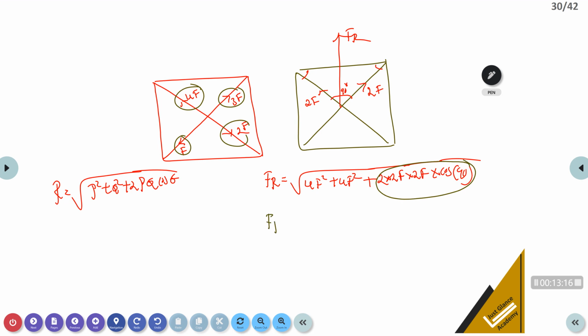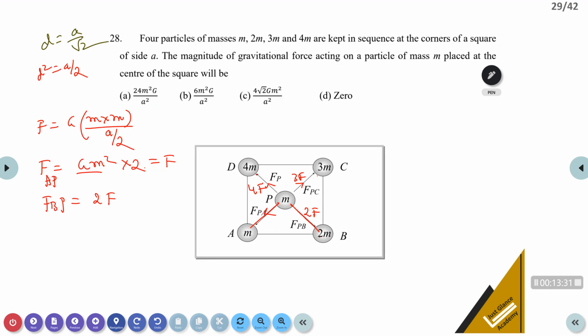When this is 0, F_R equals the square root of 8F square. This becomes 2 root 2 F. This is the answer. Check it: 2 root 2 F. Yes, this will be the right choice.